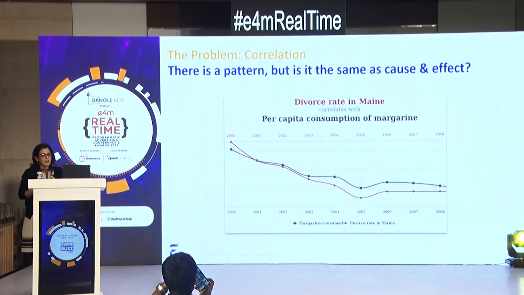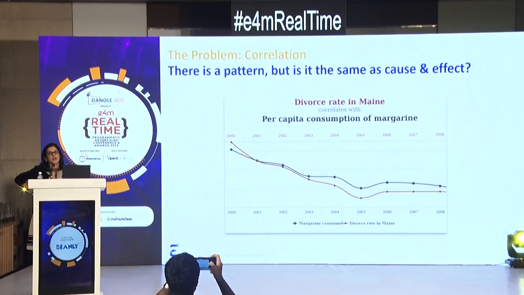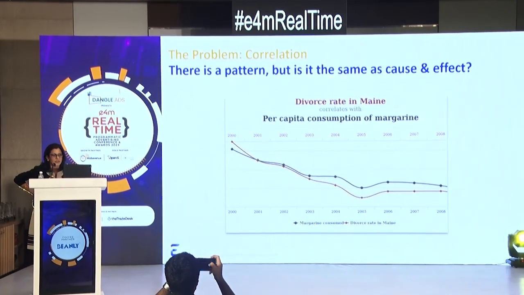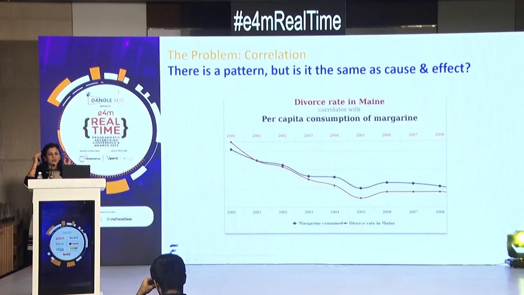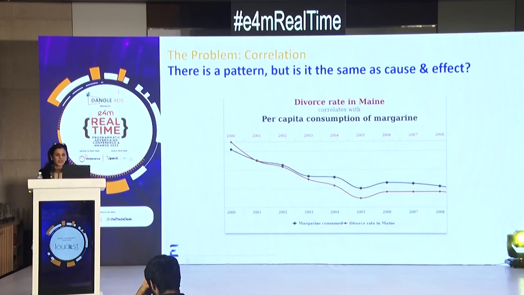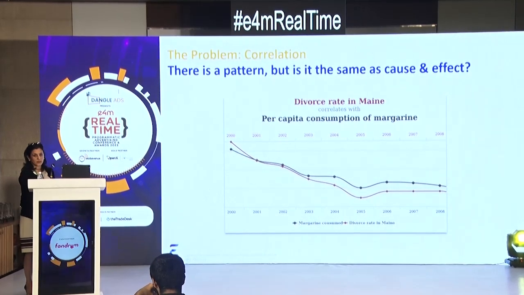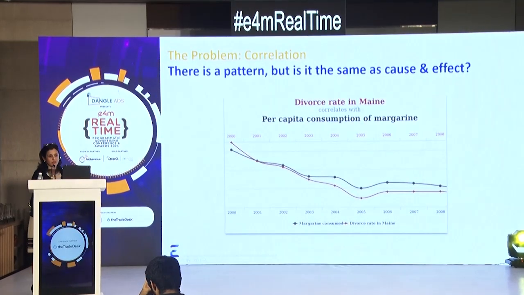Right. I decided to start the session with correlation and causality. These are the two terms that are fairly misunderstood as far as measurement in programmatic is concerned. I had a good time researching the content for this slide. So what are we seeing on the slide? Two metrics, or two analyses, right? Divorce rate in the state of Maine, and per capita consumption of margarine.